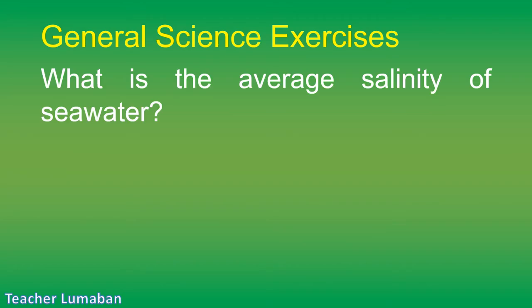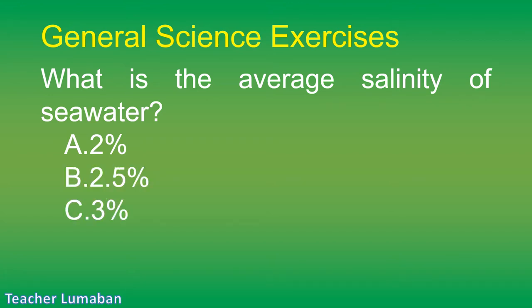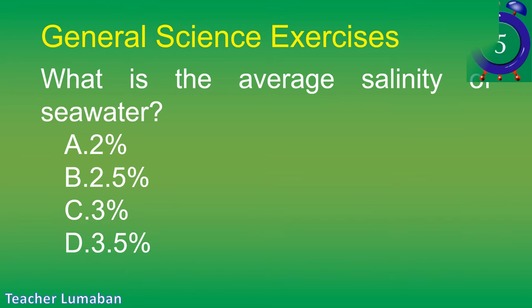What is the average salinity of seawater? Letter A, 2%. Letter B, 2.5%. Letter C, 3%. Letter D, 3.5%. Choose the suitable answer to the following choices in 5 seconds.